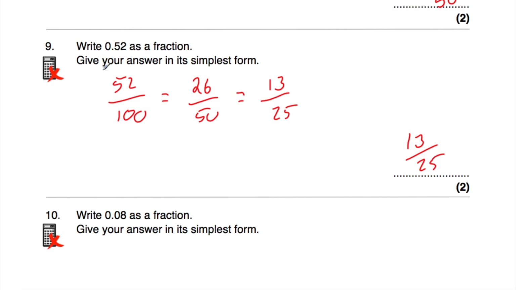And that's our answer. Alternatively, we could look at the number and say we've got 2 decimal places. That's 2 digits after the decimal point, so 2 decimal places. So that means that the denominator will be 100, or 1 with 2 zeros. And then we'll put our 52 on the numerator. So it's going to be 52 over 100. And then we could cancel it down, and that would cancel down to 13/25.